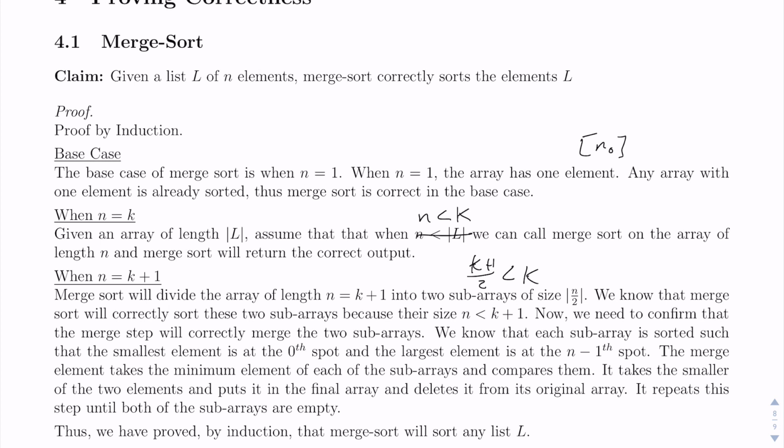And so, because merge sort's merge function will mathematically correctly merge two sorted arrays into one larger sorted array, we've demonstrated that given that merge sort sorts k, it will sort k plus 1. And with our base case, that means when n equals 1, then merge sort will correctly sort n equals 2. And this stepwise behavior continues all the way to an array of arbitrary length.